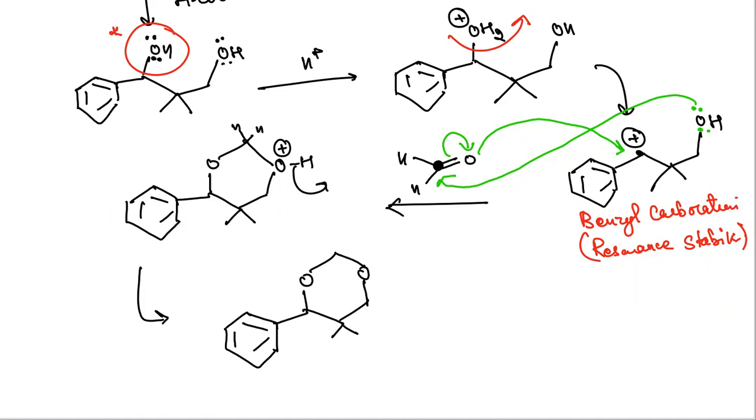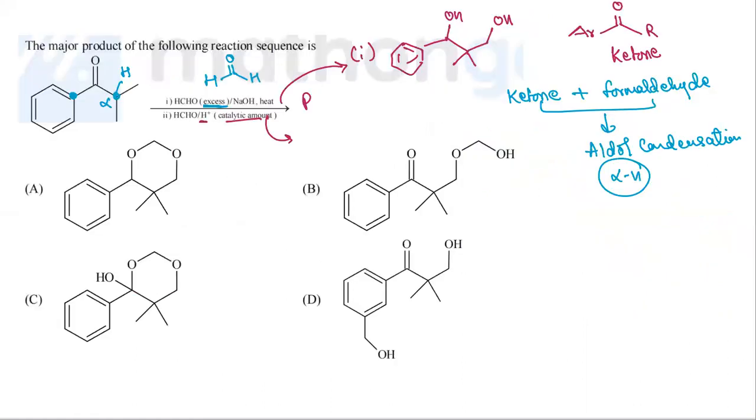I know that this question was quite lengthy, but this is how it's going to take place in a very systematic manner. So let's see what this molecule is among the options. The first option that I can see is exactly the similar product that I received from my steps. So I guess you have understood question number one. We have one more question that we will be discussing just now.